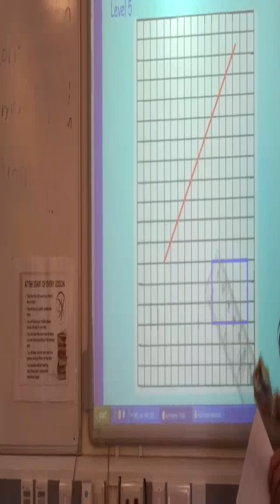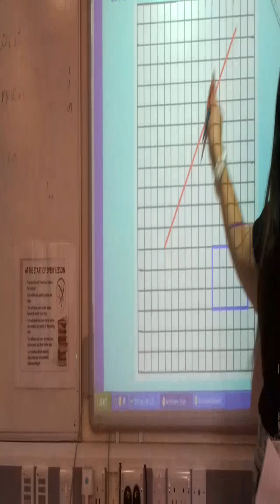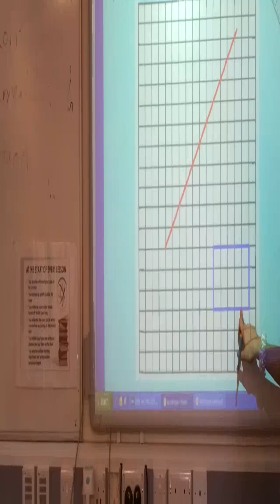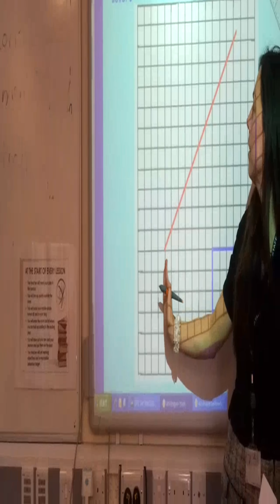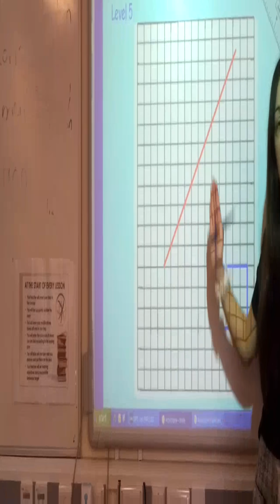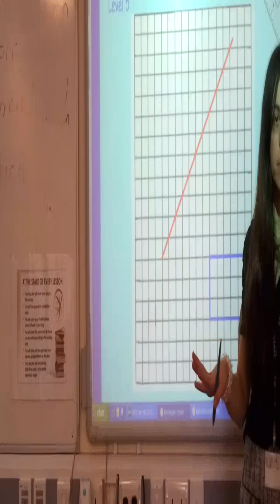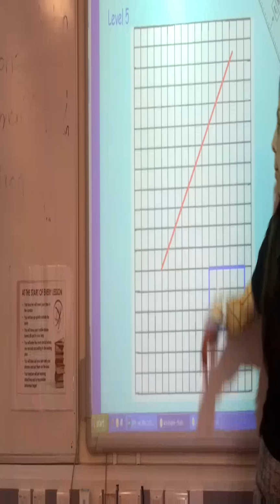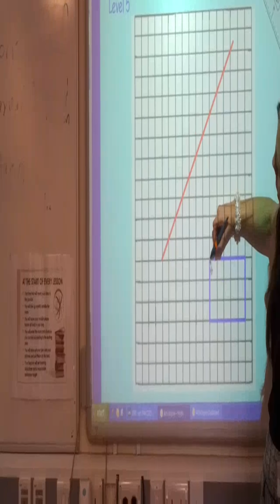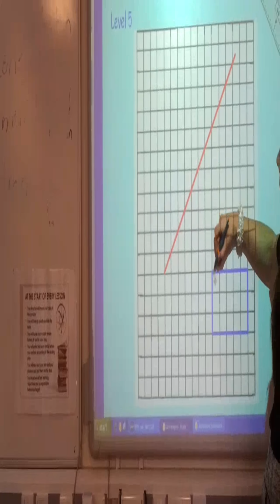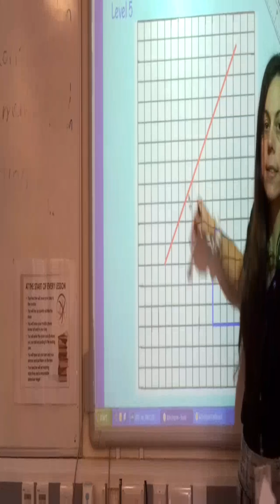For level 5, you're already given your mirror line and you need to be able to reflect the shape. Now, we've deliberately chosen a diagonal mirror line because you will have looked at horizontal and you would have looked at vertical mirror lines much lower down when you were doing level 3. It's the same principle in that each distance for each corner or vertice of your shape needs to be the same on either side of your mirror line.